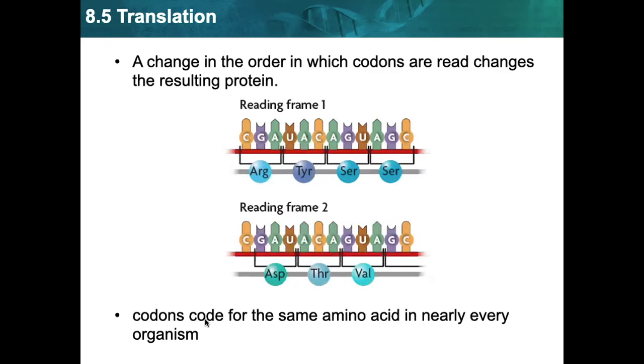Okay, so down here, this bottom bullet point: codons code for the same amino acid in nearly every organism. As I pointed out before, the genetic code is really the same for pretty much everything, whether it's a bacteria, plant, animal, or human. There's really no difference at all. There are a few minor differences in some species, but pretty much it's universal for every living organism.